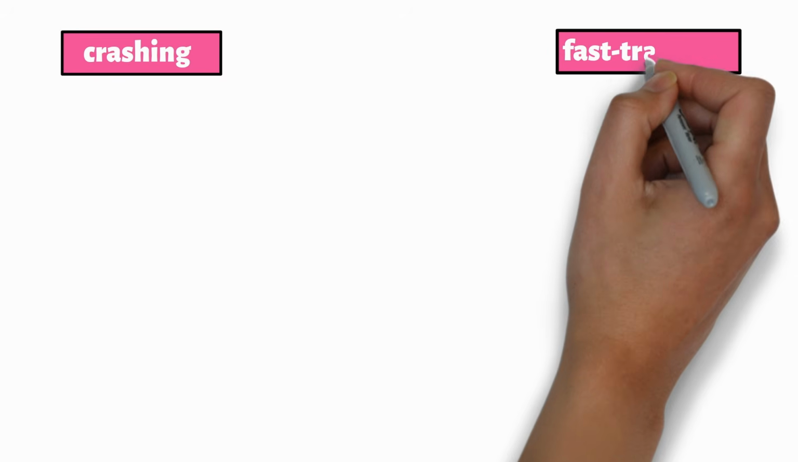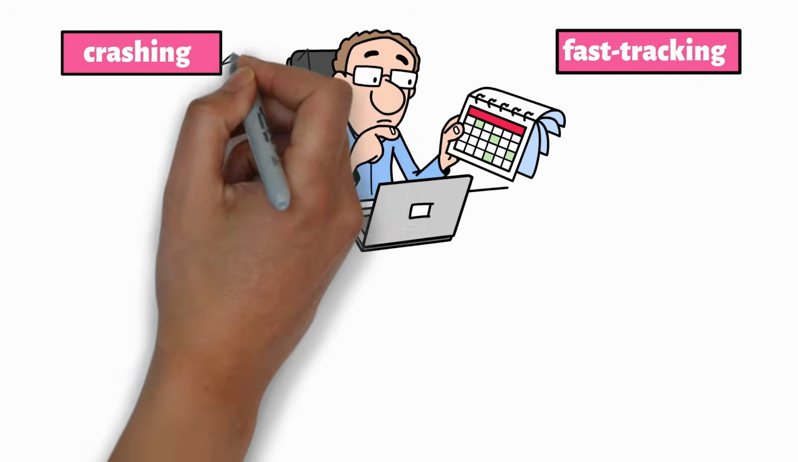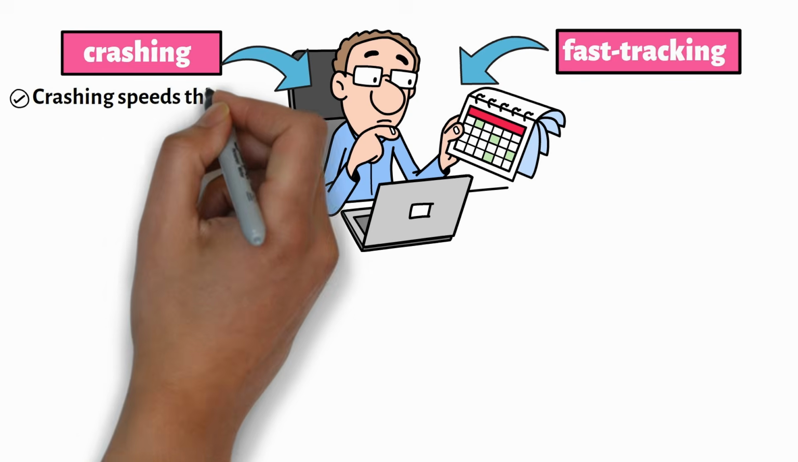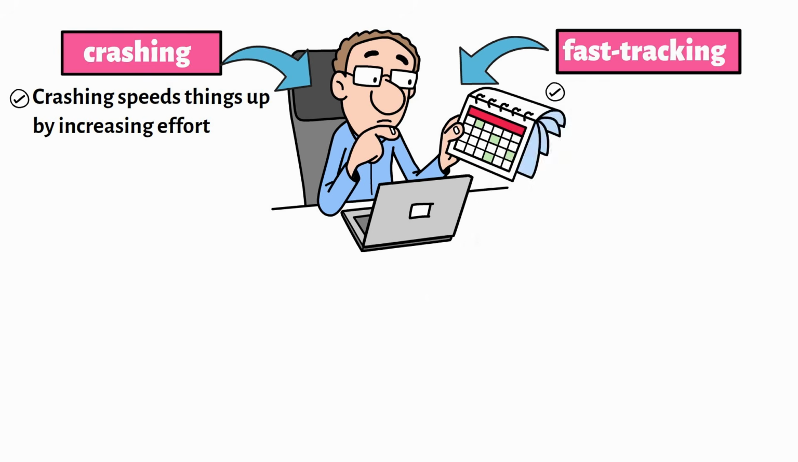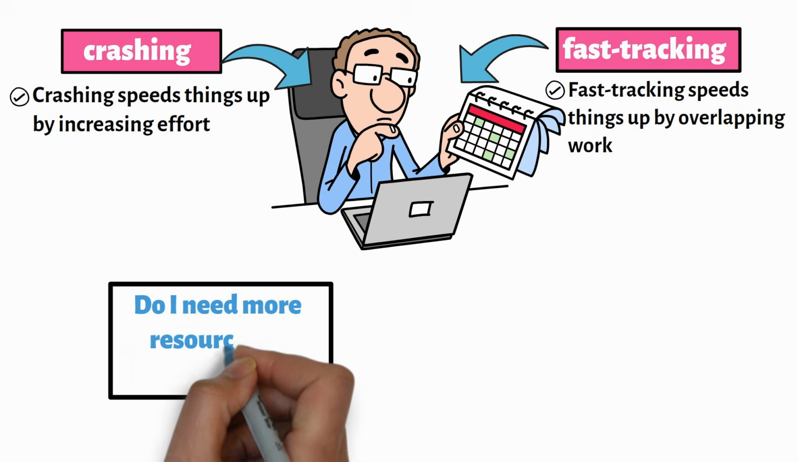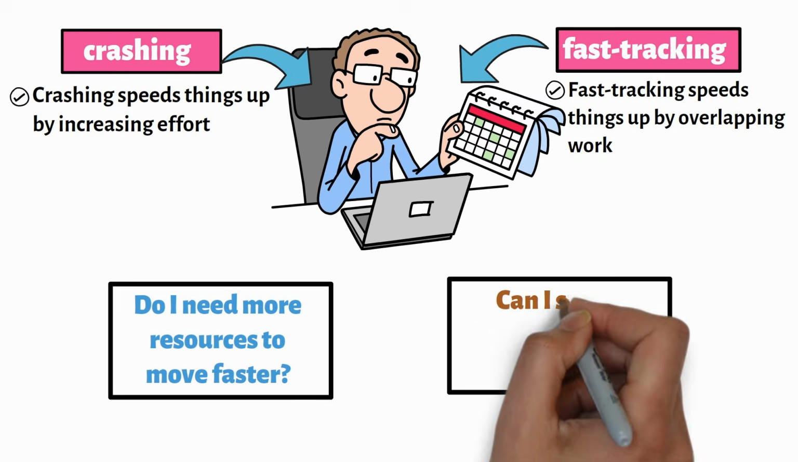Let's bring everything together. Both crashing and fast tracking are ways to shorten a project's schedule. Crashing speeds things up by increasing effort. Fast tracking speeds things up by overlapping work. So when making a decision, ask yourself, do I need more resources to move faster, or can I safely change the sequence of work?